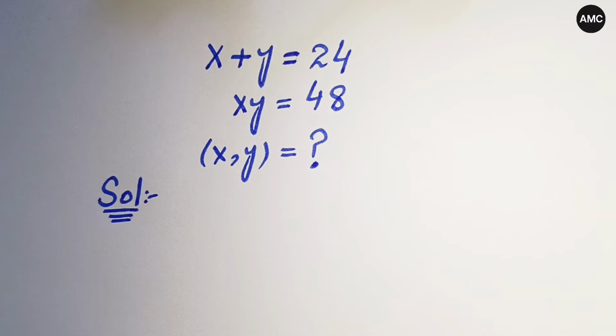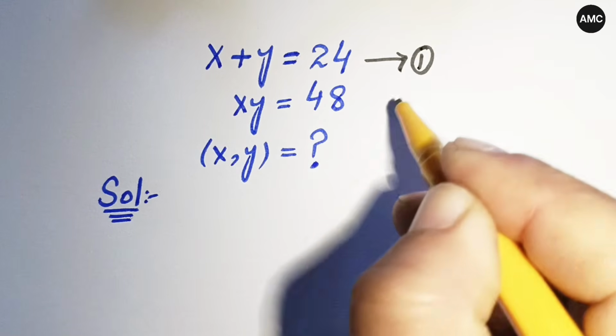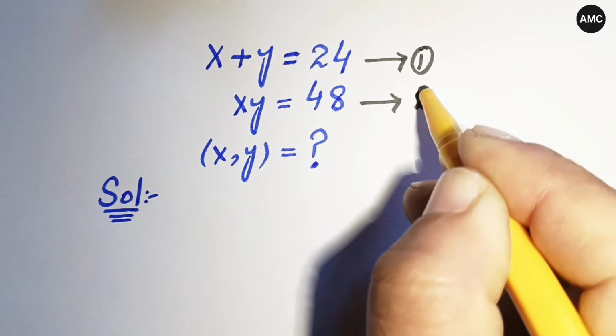Today we have a nice algebra problem: x plus y is equal to 24 and x times y is equal to 48. Here we have to find the values of x and y. Let's start our solution. First of all, this is our equation 1 and this is our equation number 2.